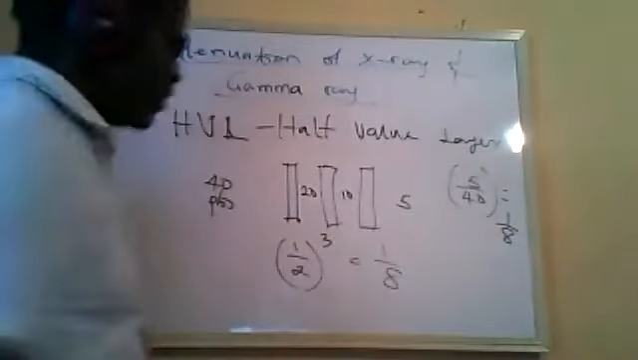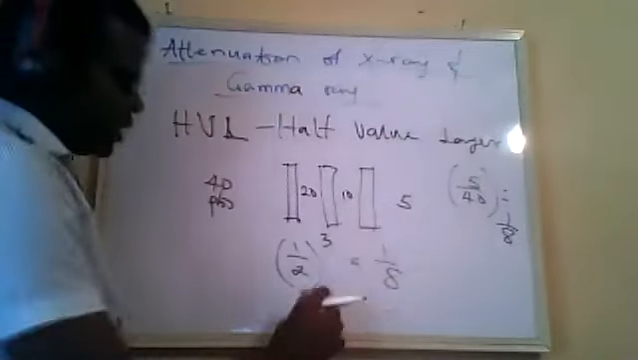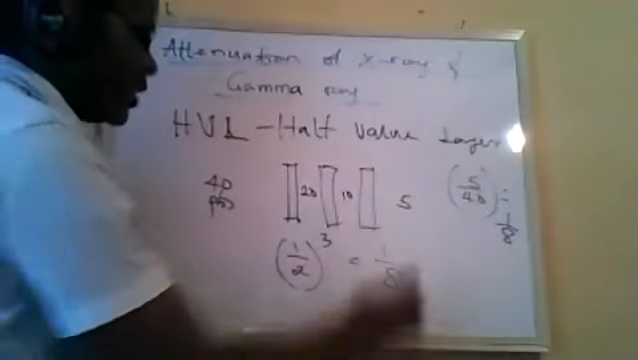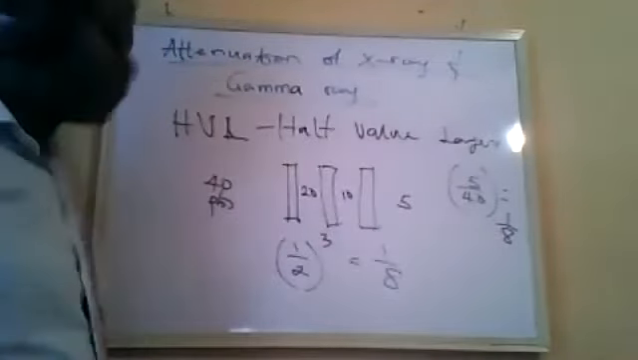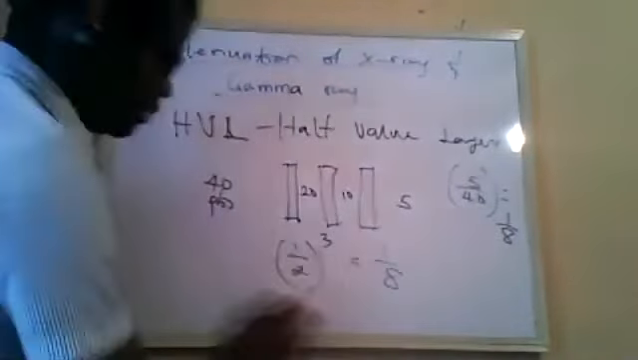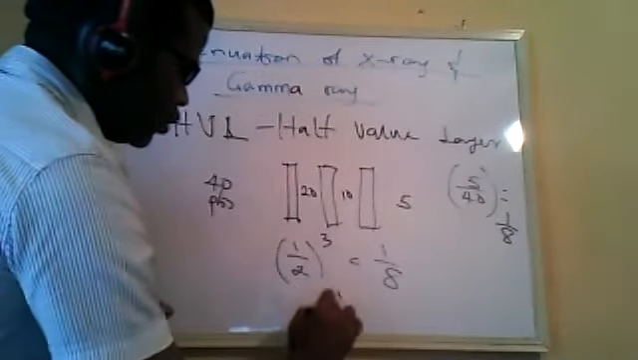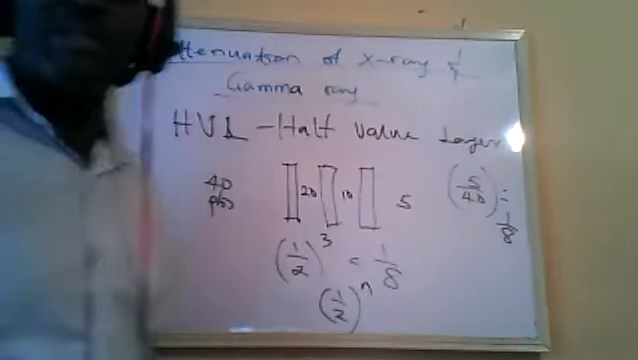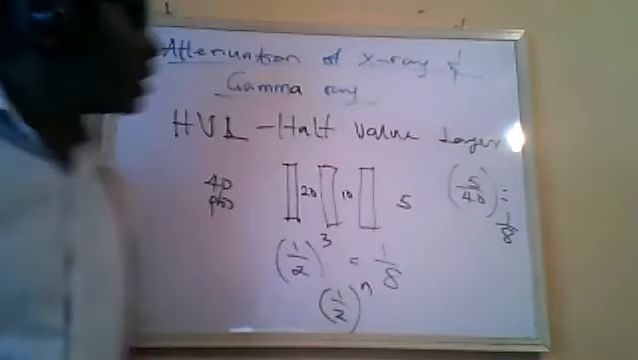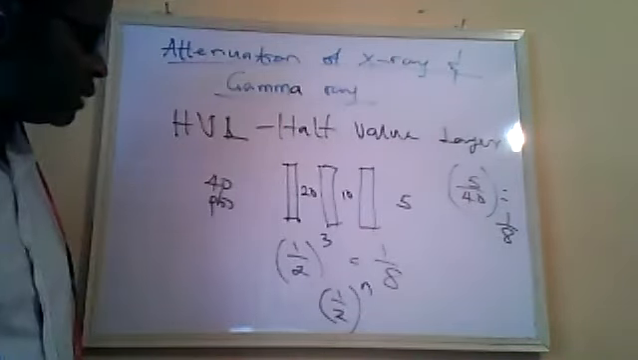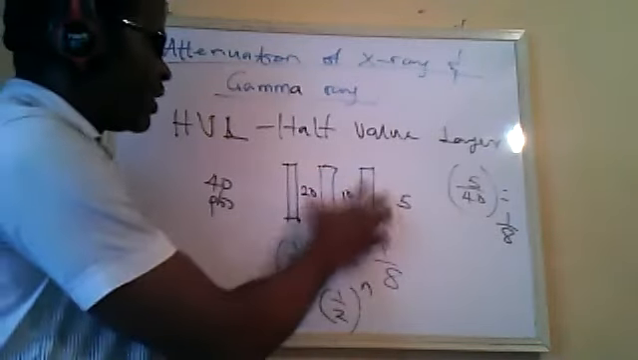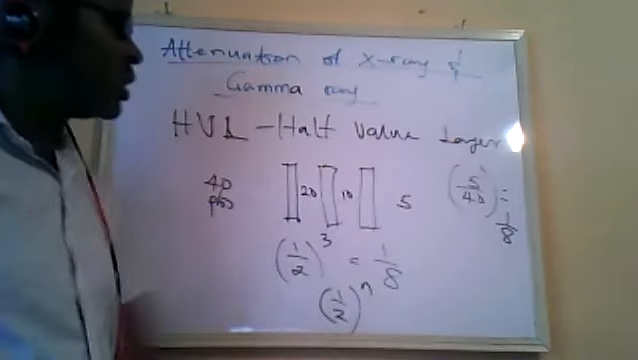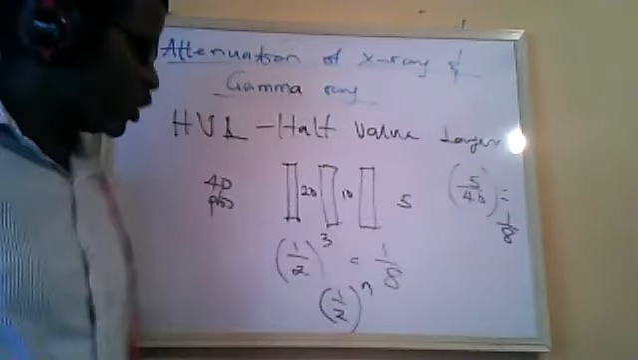So the number remaining from the initial value is simply (1/2)^n, where n is the number of HVLs. Here we have 3 HVLs. So at the end of the day, the number remaining is 1 over 8.